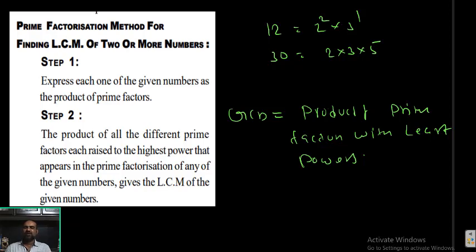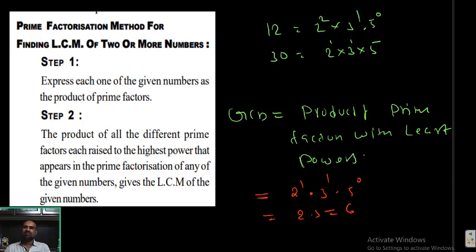So here what happened? Here I can also write 5 power 0. According to the definition, the product of prime factors with the least powers: 2 power 1, 2 power 2, so 2 power 1 should be taken. 3 power 1, 3 power 1. Into 5 power 0, 5 power 1, so 5 power 0 should be taken. So that is 2 into 3, which is equal to 6. 6 is the GCD of 12 and 30.